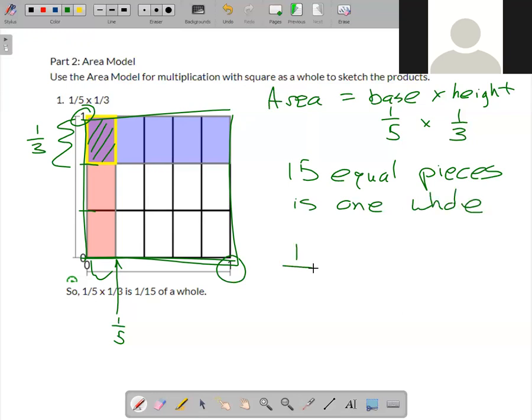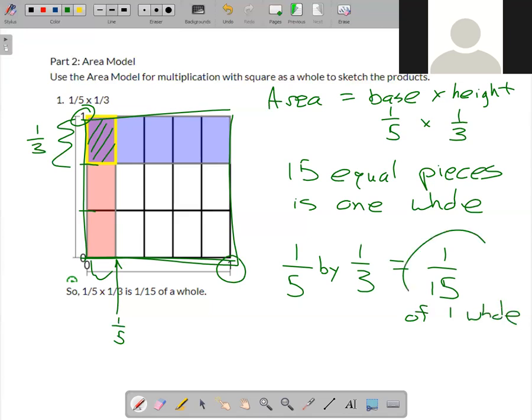So that leads me to believe that a region that is 1/5 by 1/3 is 1/15 of the whole. And so the 1/15, that's my answer. So this is kind of a three-stage process too. I got to draw in my base, I got to draw in my height, and I have to establish what a hole is. Once I do that, I can count out what the answer is.